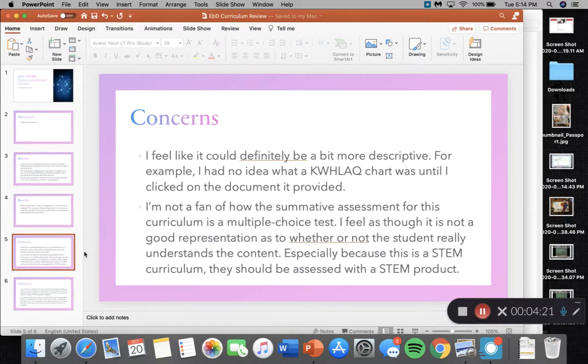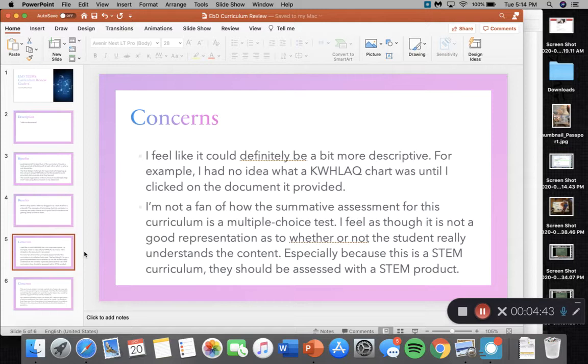At the end of this unit, they have a summative assessment, and it's a multiple choice test along with a design challenge. I'm not a fan of that. I don't really like tests unless they're absolutely necessary. I don't think it would be a good representation of whether the student really understands the concept, especially for a STEM unit.